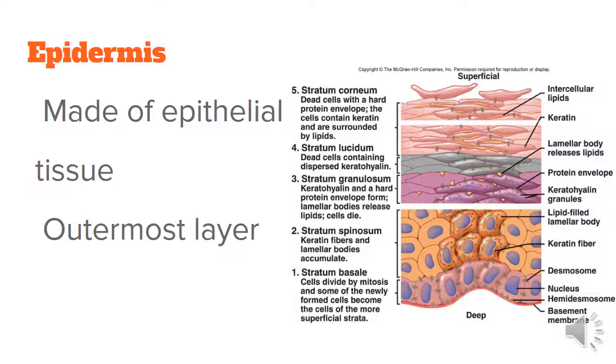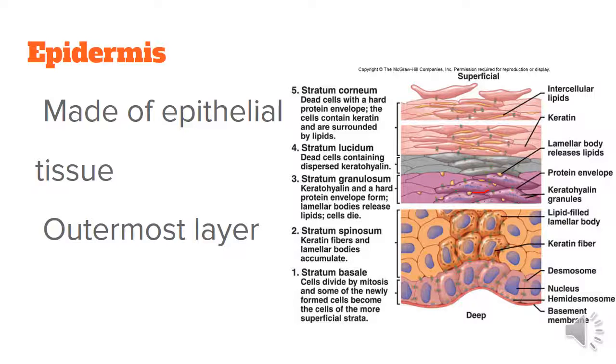Then you've got the stratum granulosum. It looks like it's got little granules in it. And then the stratum spinosum. It looks like it has little spines on it. Those are keratin fibers. It's where things start to accumulate to move up through the epidermis. And then the stratum basale.